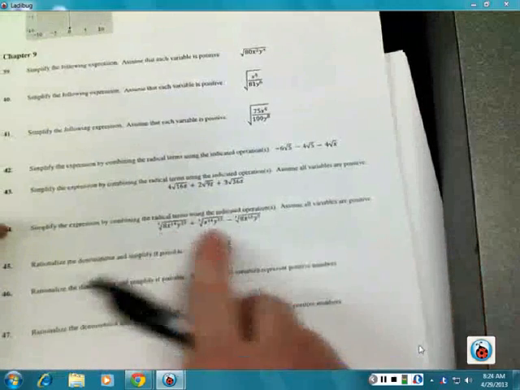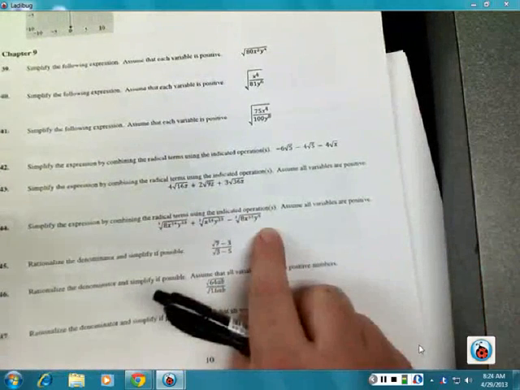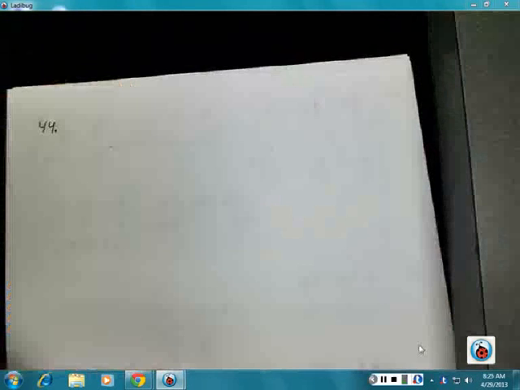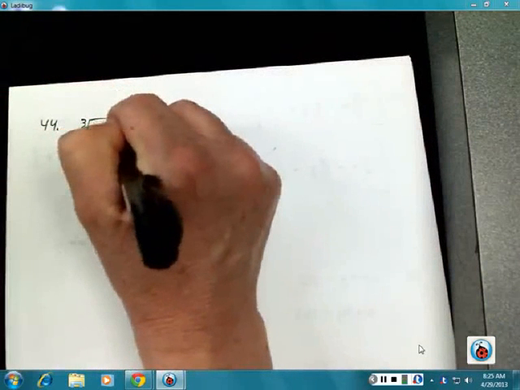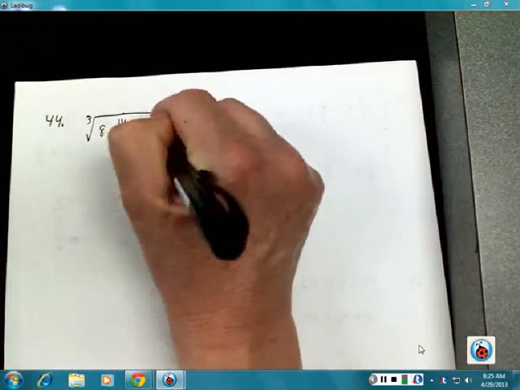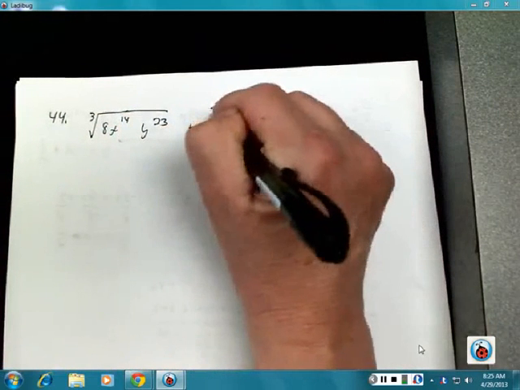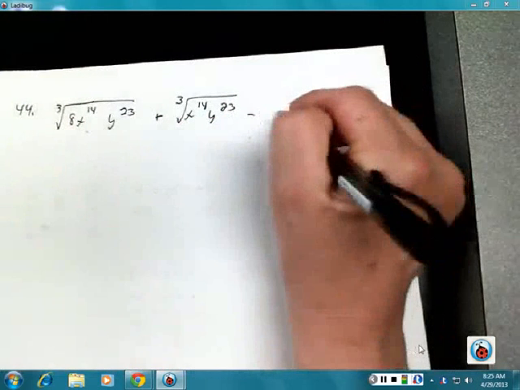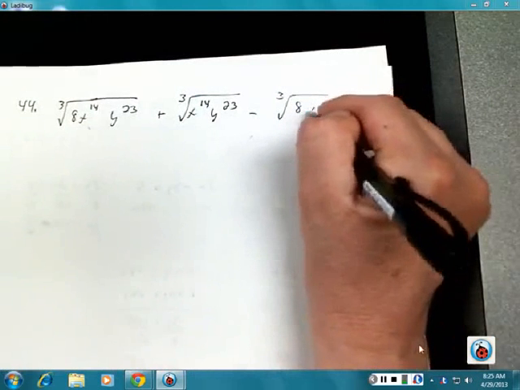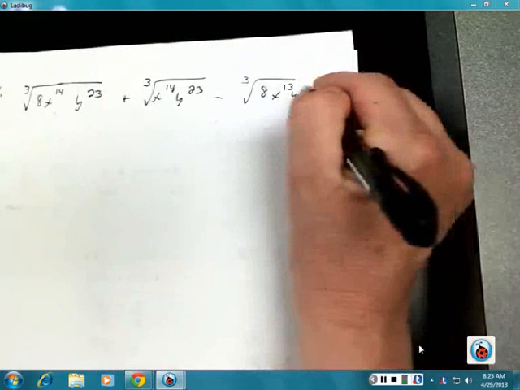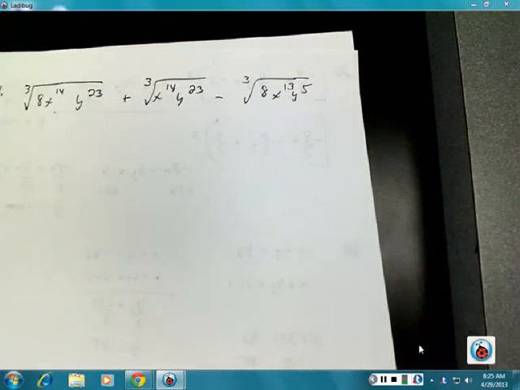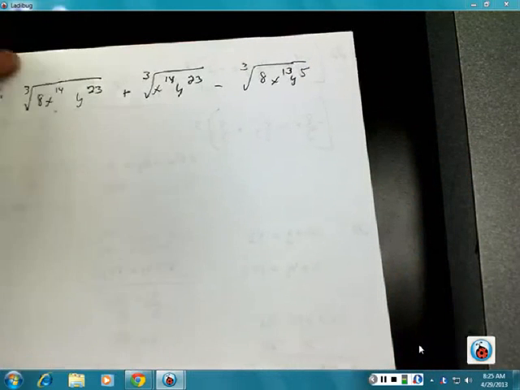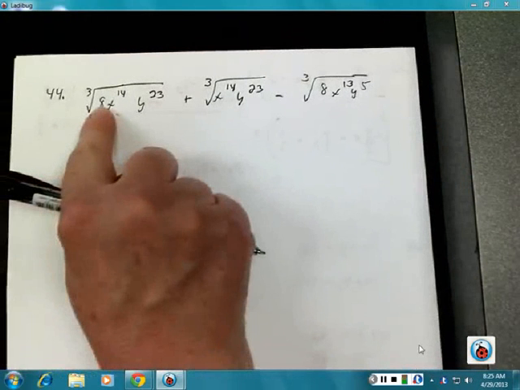44 is one that has radicals we have to simplify. So let me write that up here. 44 is the cube root of 8x to the 14th y to the 23rd plus the cube root of x to the 14th y to the 23rd minus the cube root of 8x to the 13th y to the 5th. So what I have to do with these is see if I can pull some stuff out of them. Well, 8 is the perfect cube of what? 2.